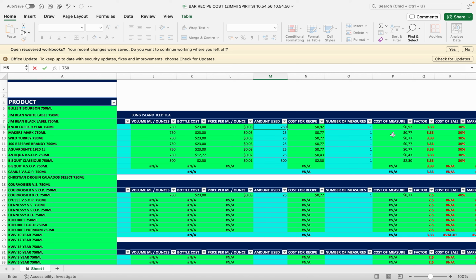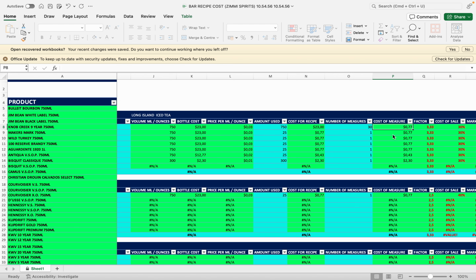For example, if you put in the column named amount used, 25 or 30 for a single measure, then you will enter 1 in the number of measures column. If you enter 750 in the amount used column, then you will have to enter 30 or 15, depending on whether you are planning on using single measures or double measures.